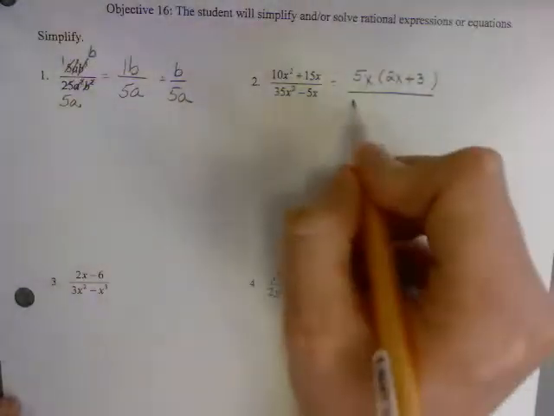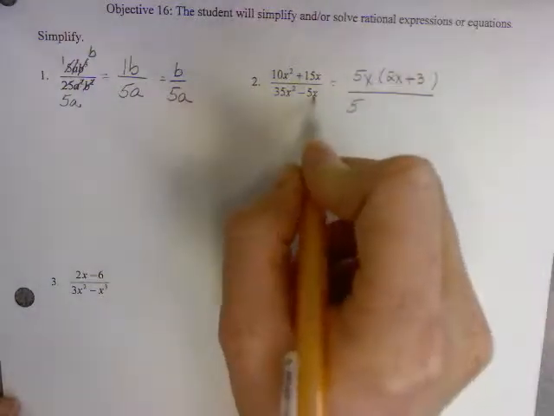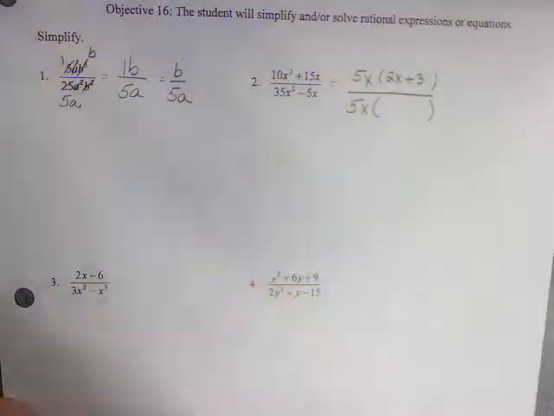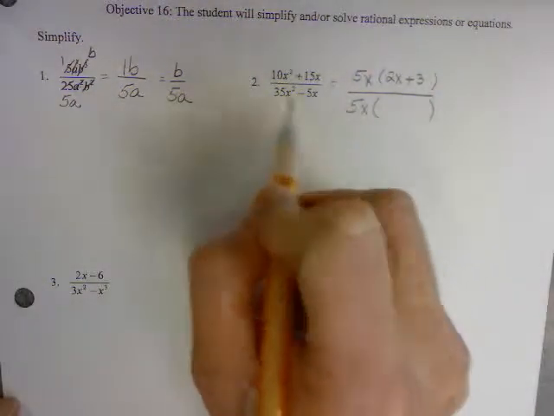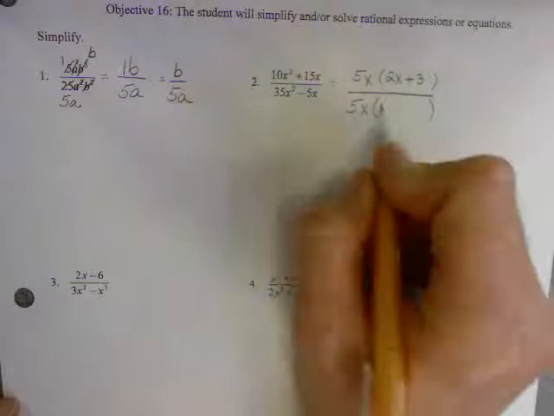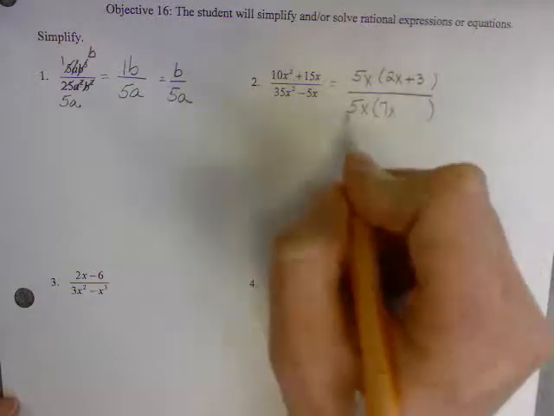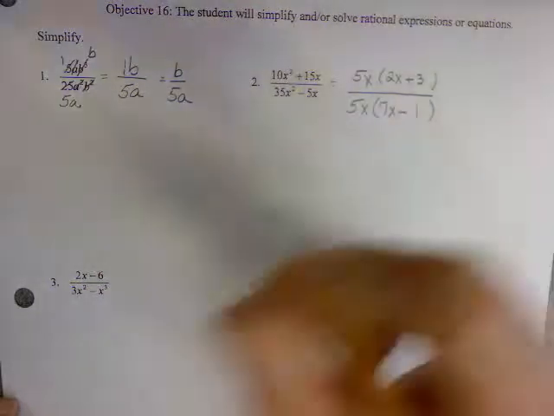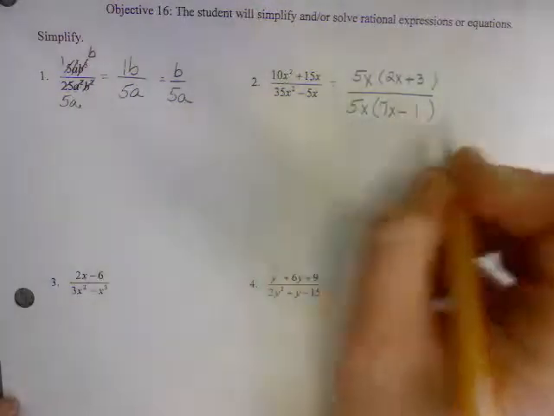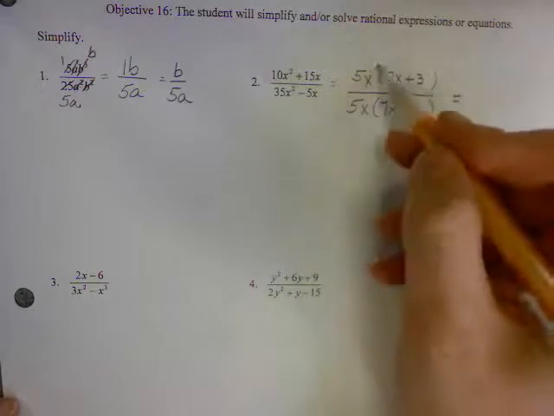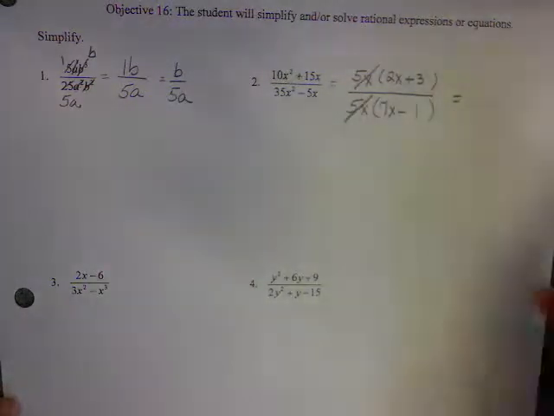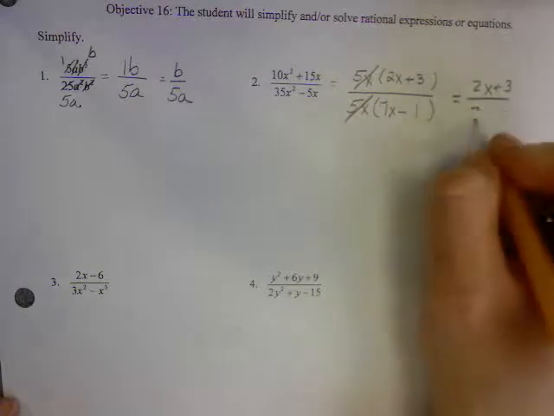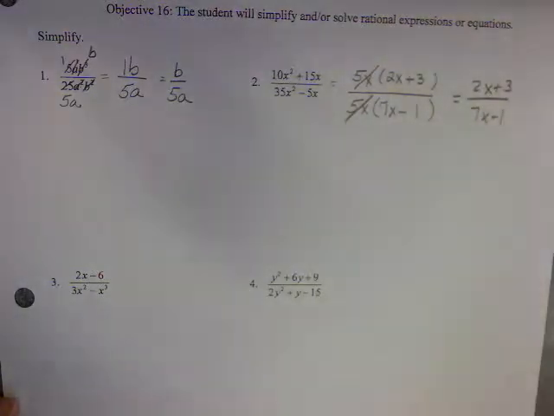35 and 5 have a common factor of 5. x squared and x have a common factor of x. So again, we can factor out a 5x. Dividing out 5x from 35x squared gives us a 7x. Keep the minus sign. 5x divided by 5x is 1. Now, since we have common factors of 5x, we can cross those out, and our final answer is 2x plus 3 divided by 7x minus 1.